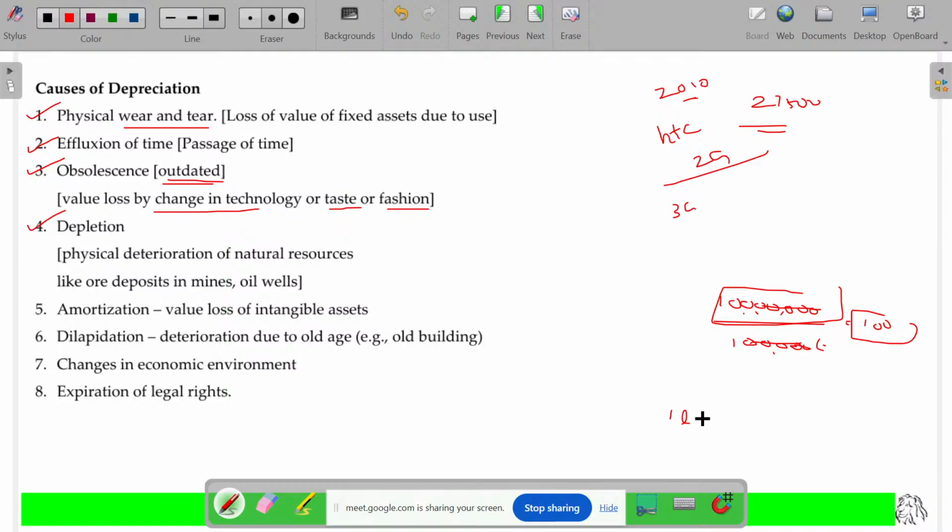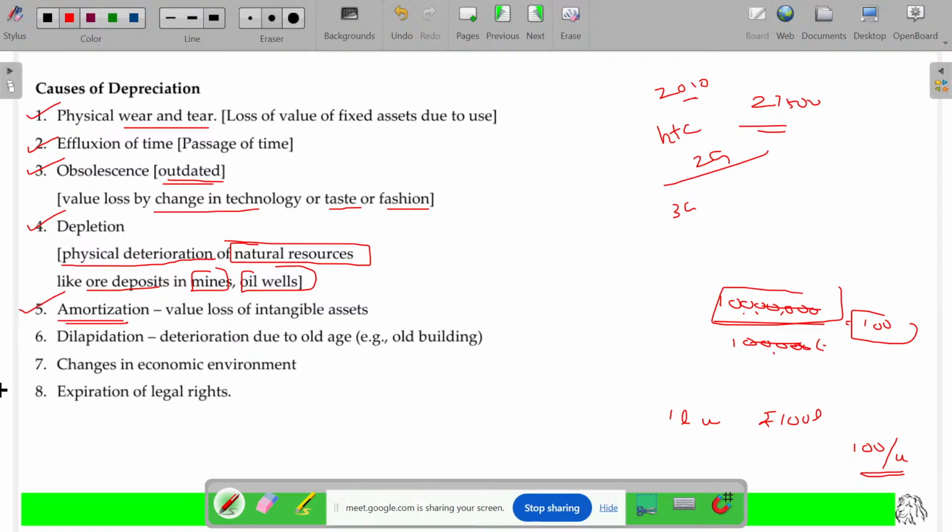So 1 lakh ton is 100 lakh rupees. Naturally, 100 rupees per unit you have to consider as the value loss. If you extract 1 ton, 100 rupees is lost. If you extract 2 tons, 200 rupees is lost. That's how you can calculate the depreciation, which is called depletion, the physical deterioration of natural resources like ore deposits in mines and oil wells. So the depletion method is suitable for natural resources. Is that clear?